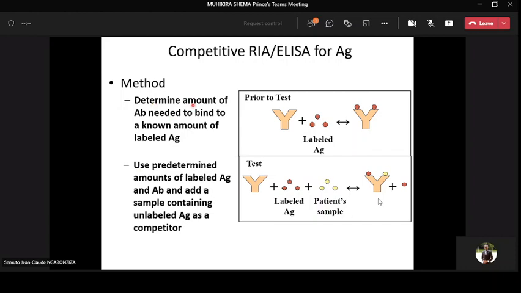So you can determine the amount of antibodies needed to bind to a known amount of labeled antigen. So this uses a predetermined amount of labeled antigen and antibodies, and by adding a sample which contains an unknown amount of antigen, but not labeled as well, you will reduce the number of labeled ones, as they will compete to bind on the reactive antibodies.